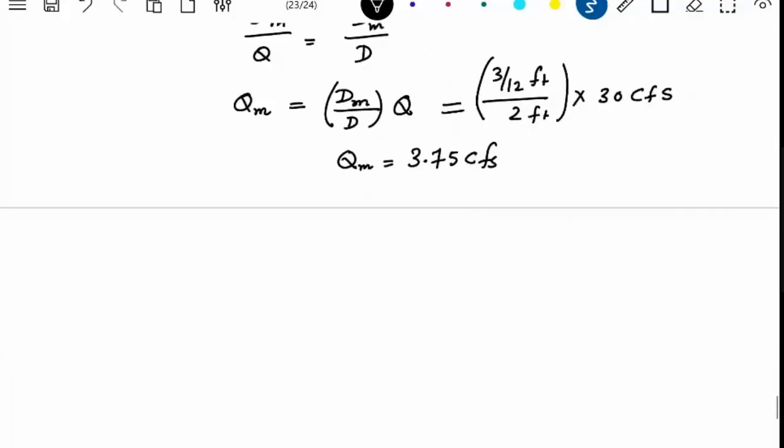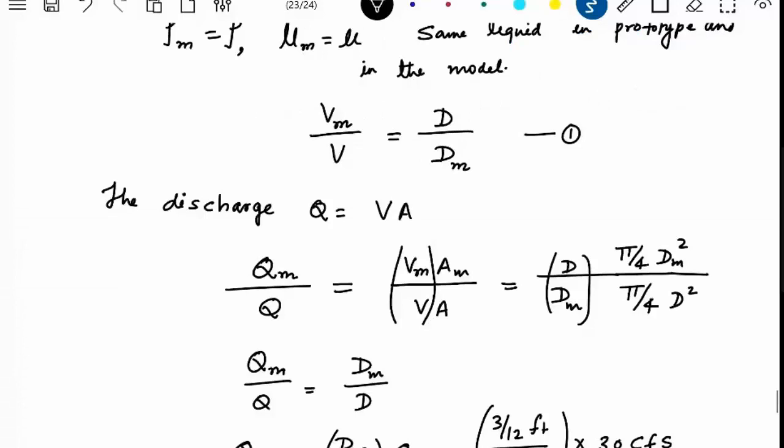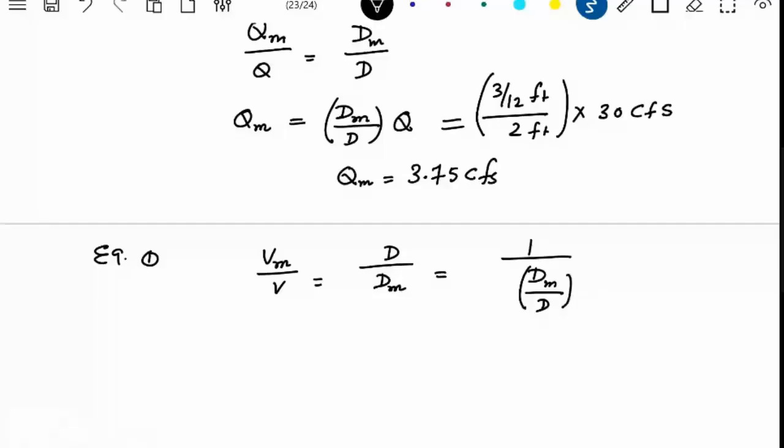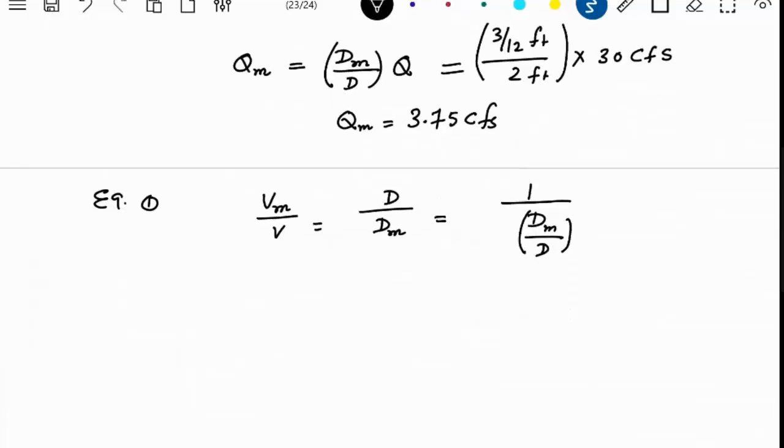Now if you see equation 1, what is the Vm by V? Vm by V is equal to d by dm. So we can write equation 1 once again, and this can be used to calculate velocity. Equation 1, we have Vm by V is equal to d by dm, or I can write 1 divided by dm by d. What will be the value of Vm by V? Because you know dm and you know d. So what will be the value of Vm by V? What will be this value?